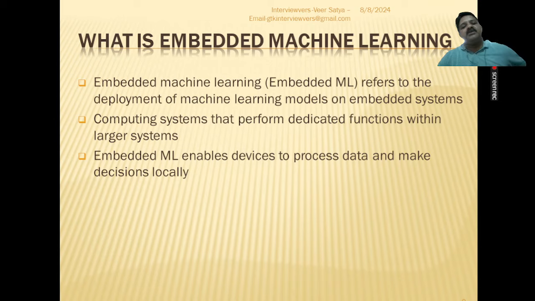Basically, in some cases, you want some decision to be taken. For example, suppose there is a crash in the device. You want some operation to shut down the device or to log some data to a particular file and shut down. That kind of process can be executed in embedded machine learning.